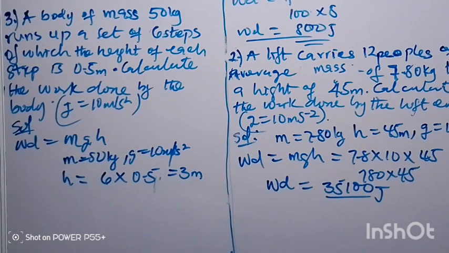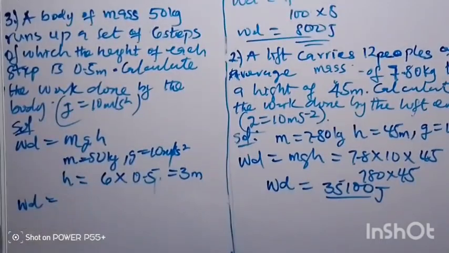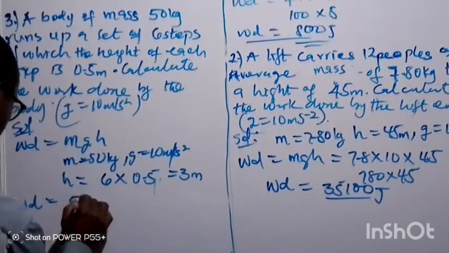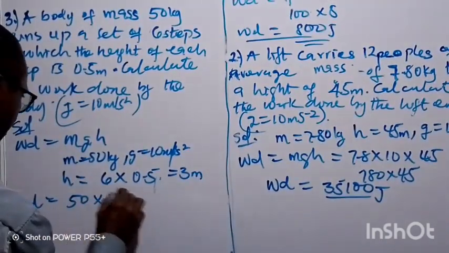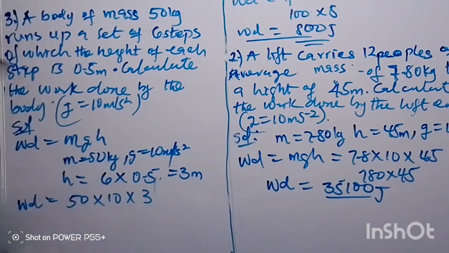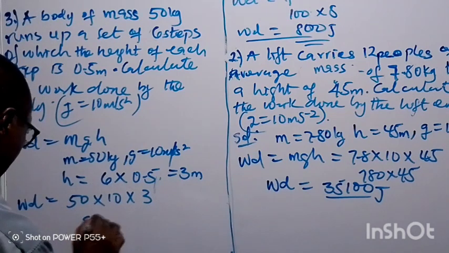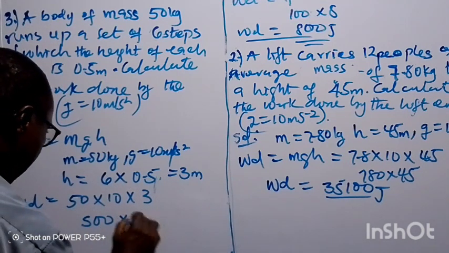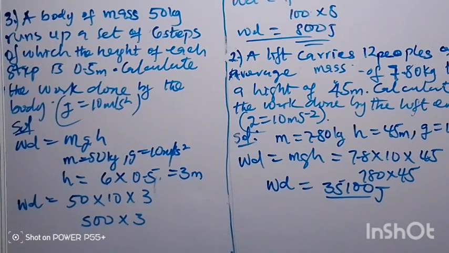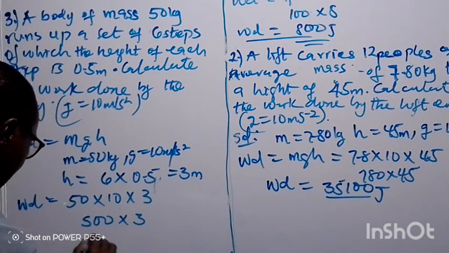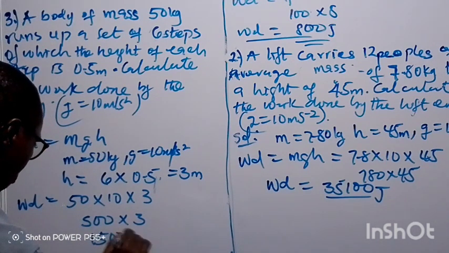So from there we can say work done by the body will be equal to 50 multiplied by 10 multiplied by 3. This will give us 500 multiplied by 3, and this will give us 1,500 joule.